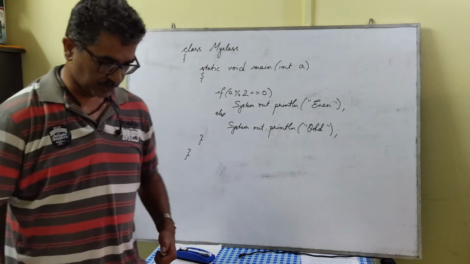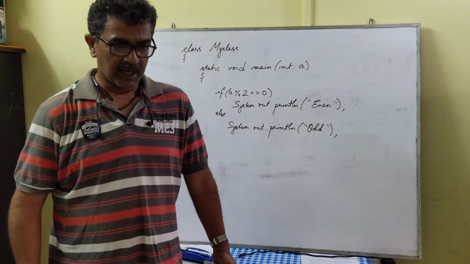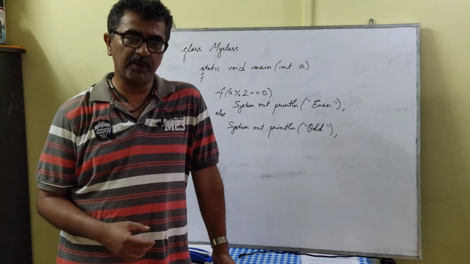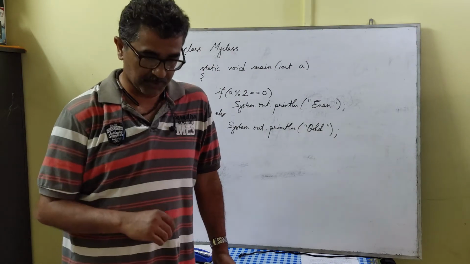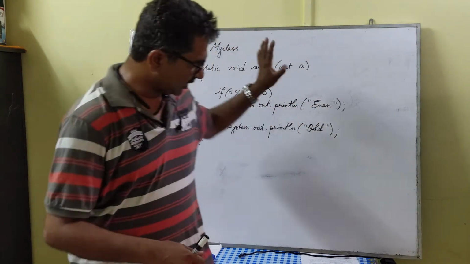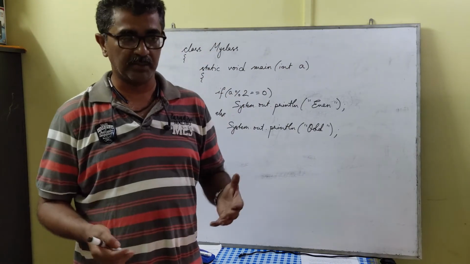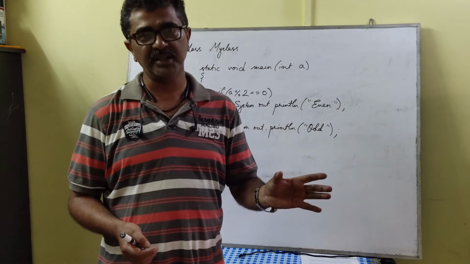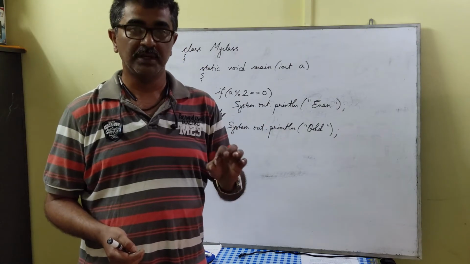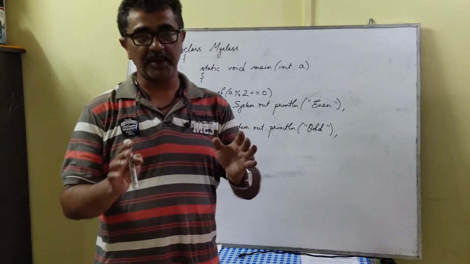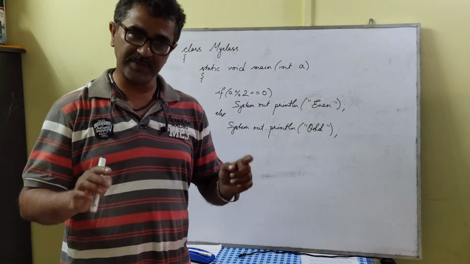Now let us try another program that will involve checking whether a given number is an even or an odd number. Before getting into the details of this program, let us try to understand what is an even or an odd number. A number is said to be even if it is divisible by 2, which means that when you divide a number by 2, its remainder happens to be 0.